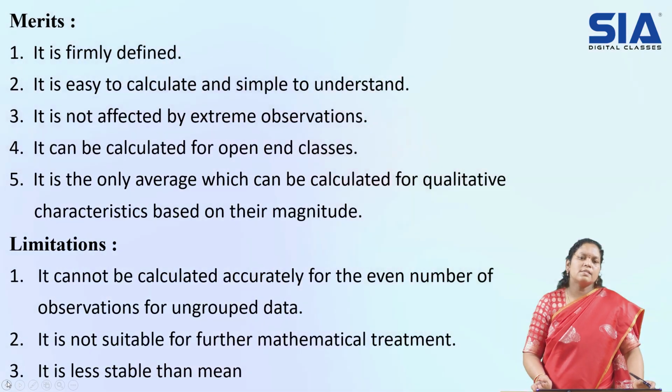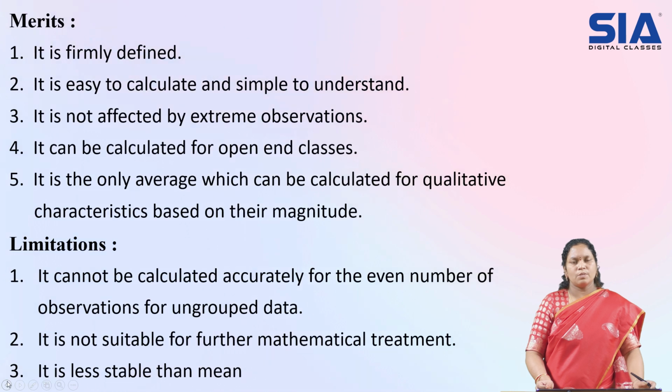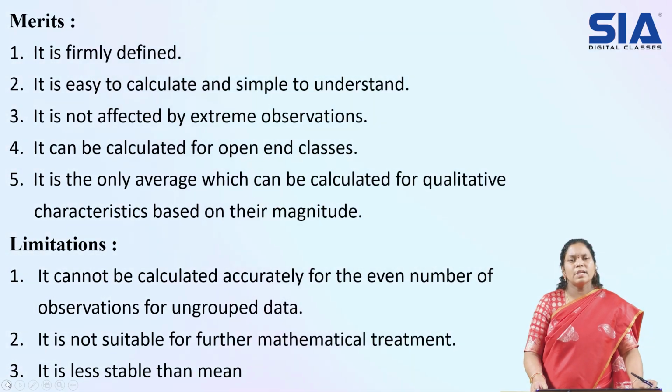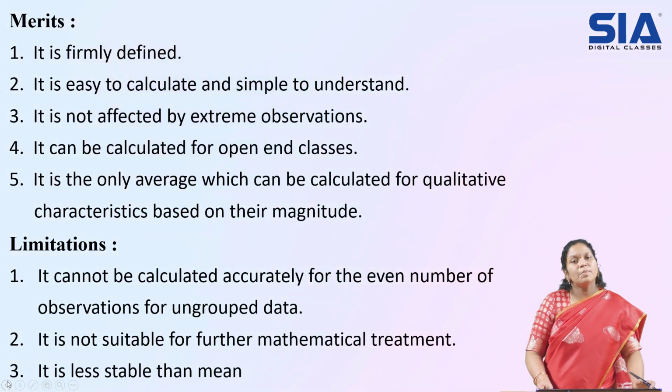Next, it is less stable than mean. It is not as accurate as mean, because mean will consider every value, the entire set of observations, and take the average over there. Mean is the best average, we can say. For that, median doesn't get that much importance, because median is just a mid value.